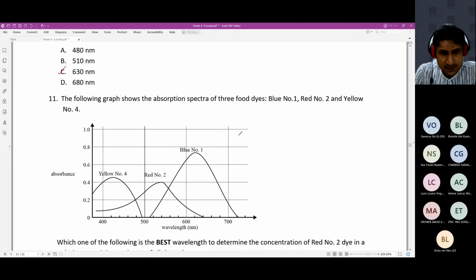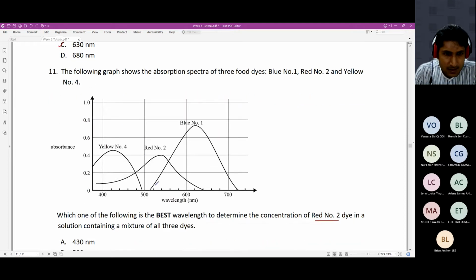And the same thing goes for red number 2. Even though the red number 2 maximum absorption is happening around 540, if I set 540 nanometer in the UV-Vis machine, this machine will be confused with the blue number 1 concentration as well. It will read blue number 1 and red number 2, and this curve will come out based on both absorptions.